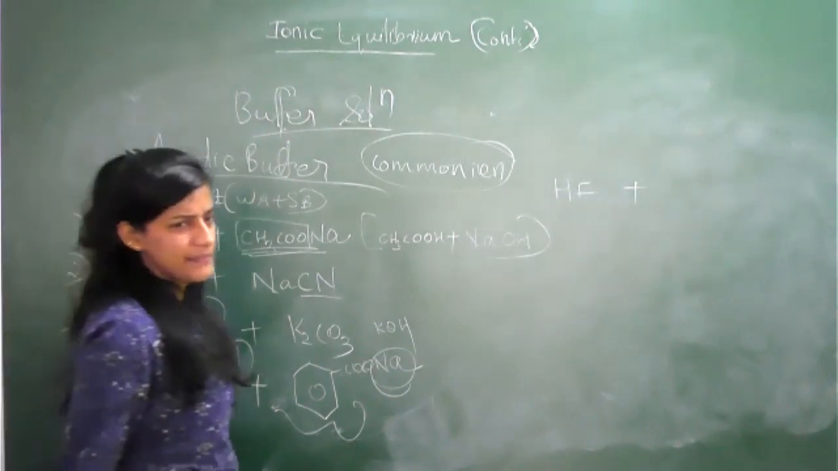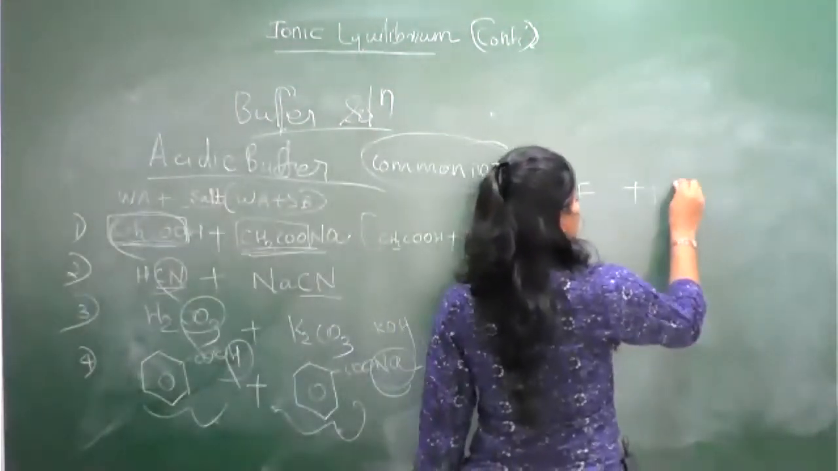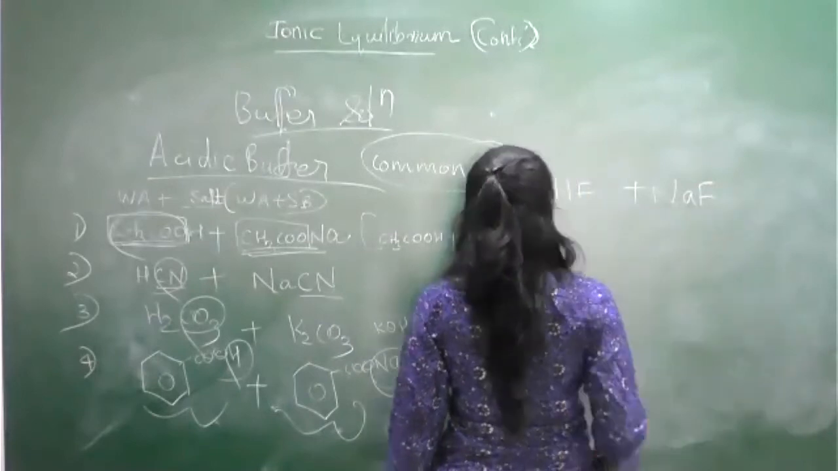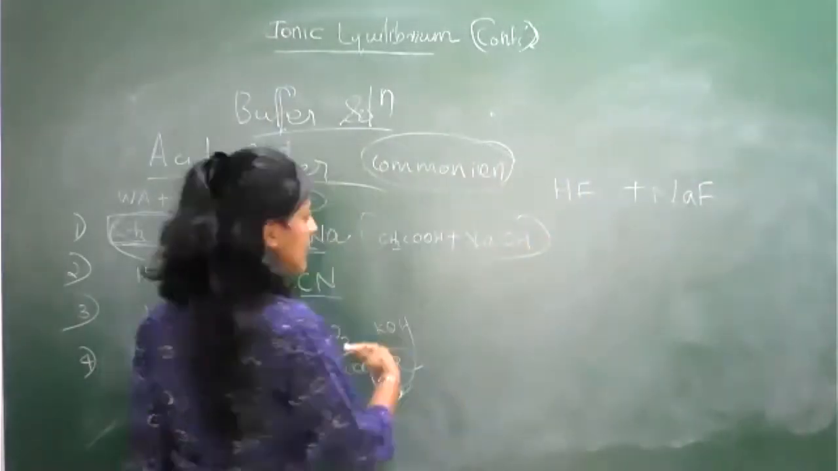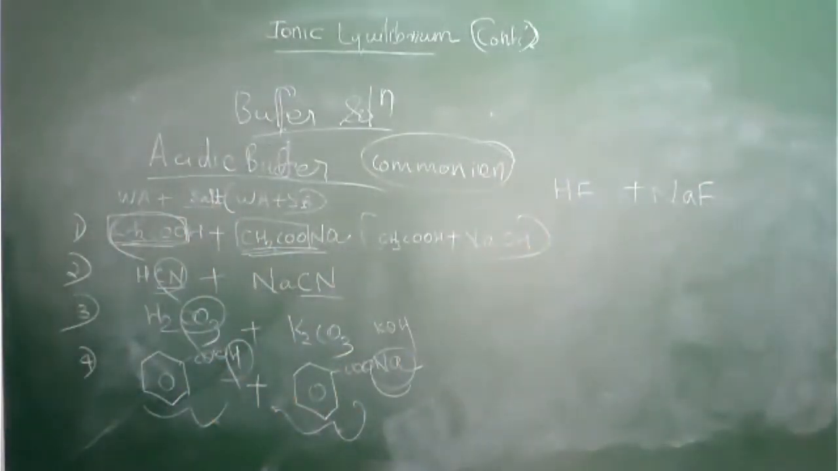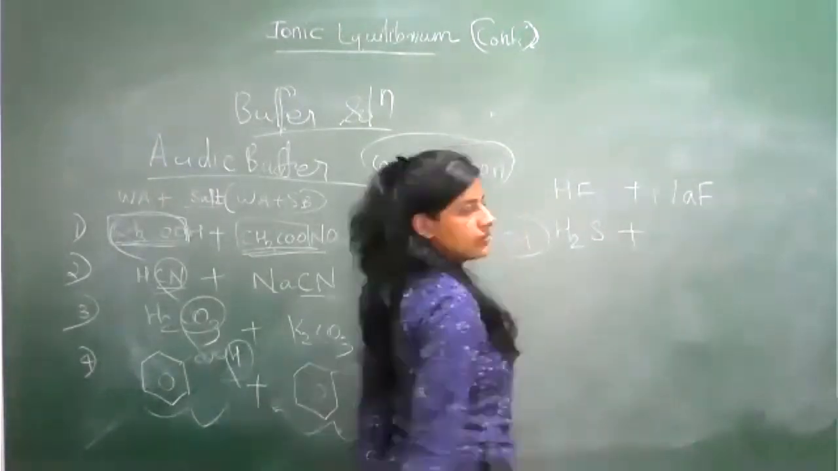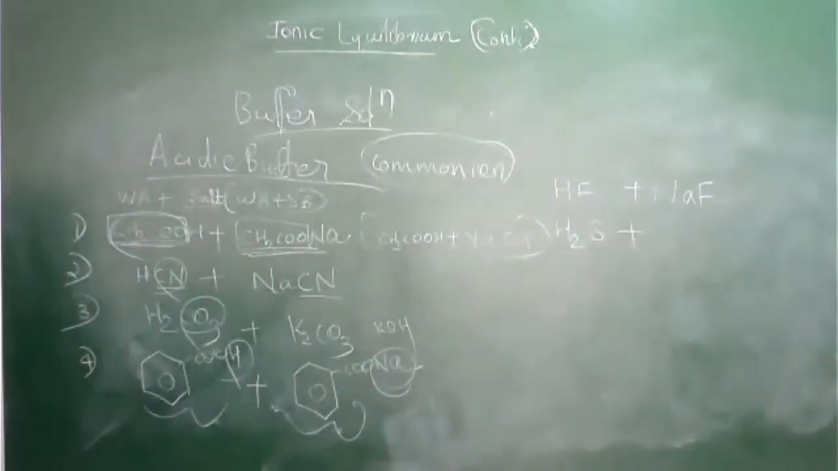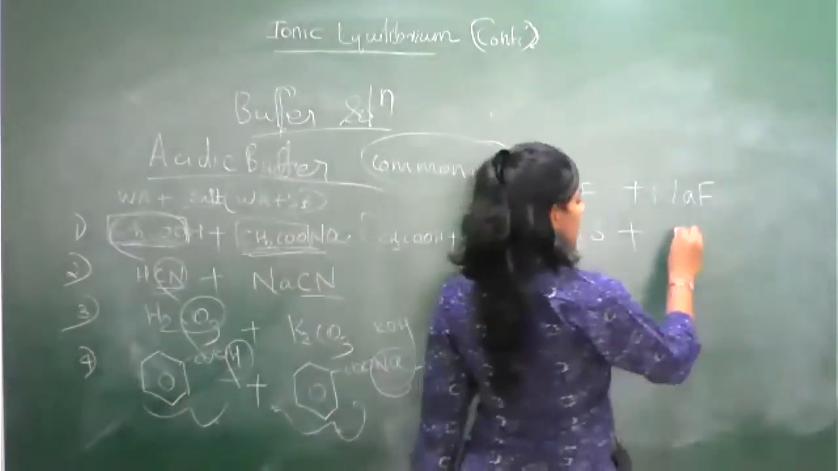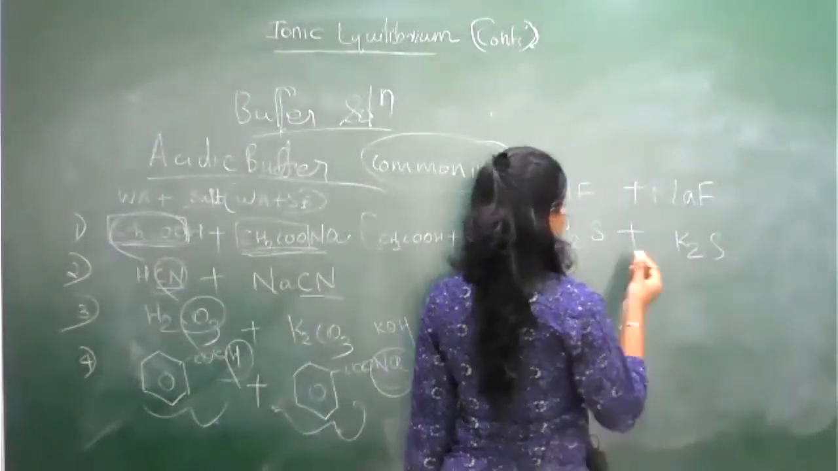Sodium fluoride, NaF. NaF combination. Okay, these are examples for acidic buffer. NaF, then H2S. Potassium form, K2S, H2S, K2S.